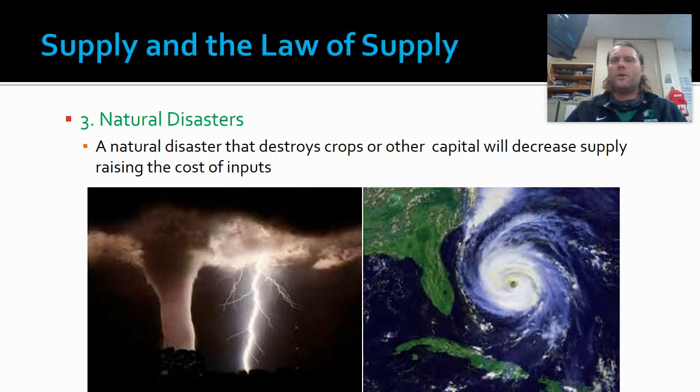Natural disasters are going to cause some type of shortage of a natural resource, probably, right? So whether that be an input, if I'm making spaghetti sauce and we have a natural disaster that destroys tomato farms, well, that's going to make tomatoes more expensive. And so now I'm going to decrease my supply of tomato sauce because the inputs of that production are more expensive.